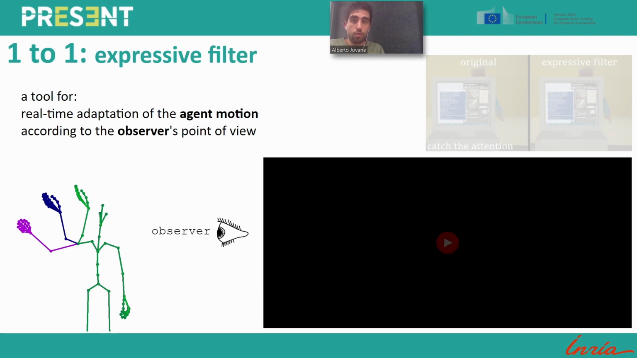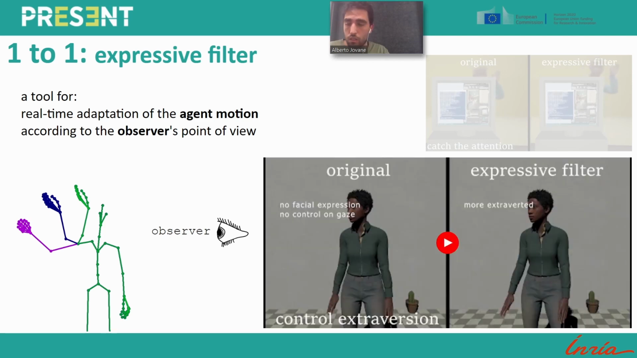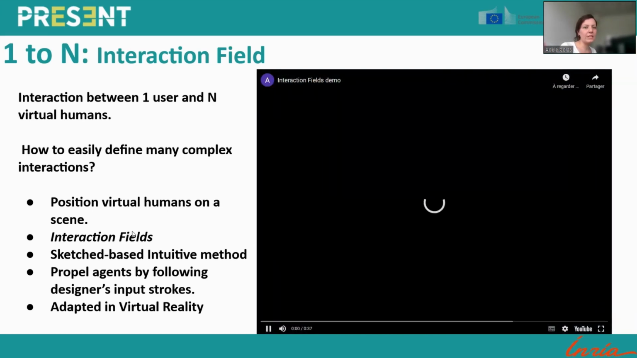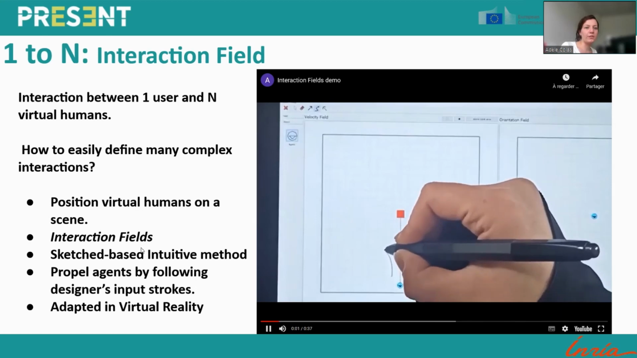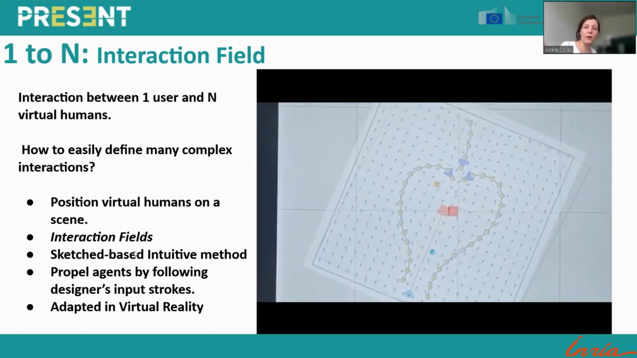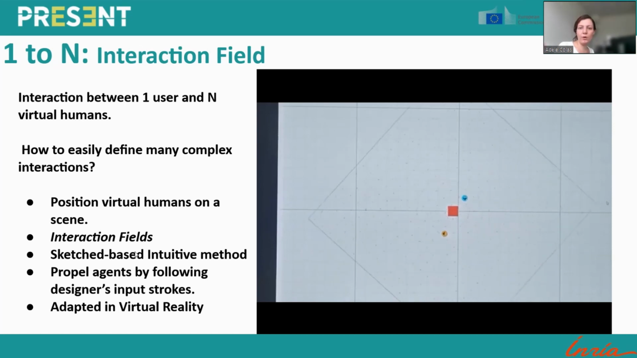Now we're going to move to collective behavior. To simulate collective behaviors, we looked at simulating interactions between one user and n virtual humans. We want to be able to easily define complex interactions for the specific scenarios of the Present project. So, we developed Interaction Field, an intuitive method that enables designers to sketch how virtual characters react towards an immersed user, other virtual characters, or objects.